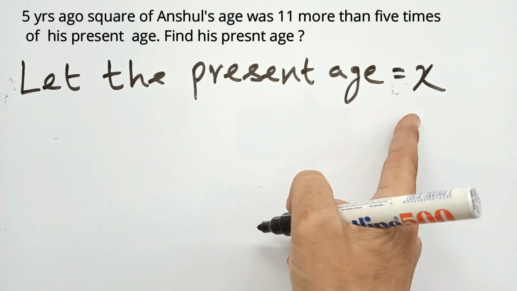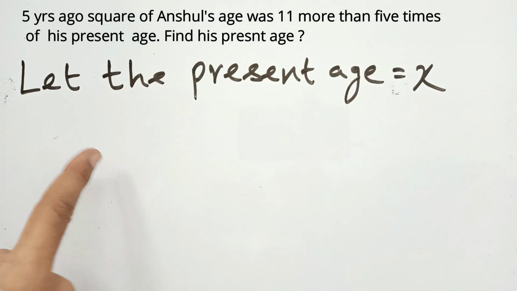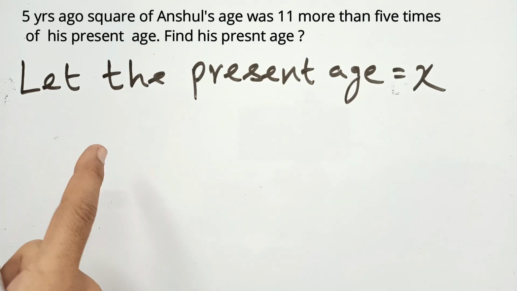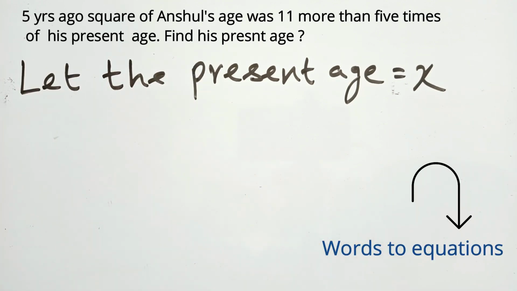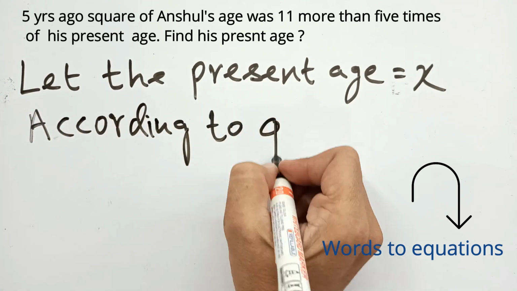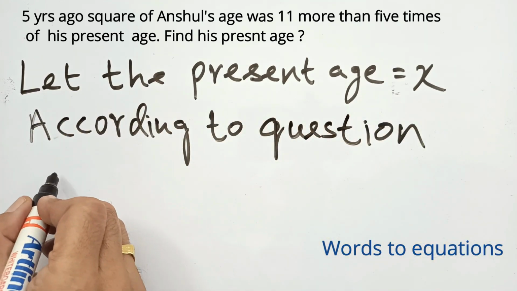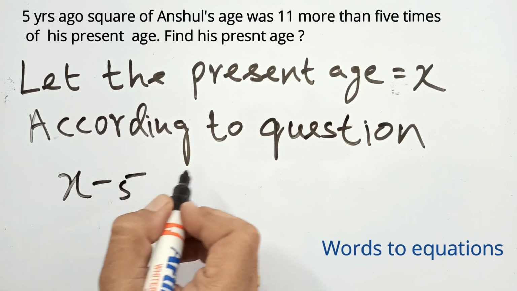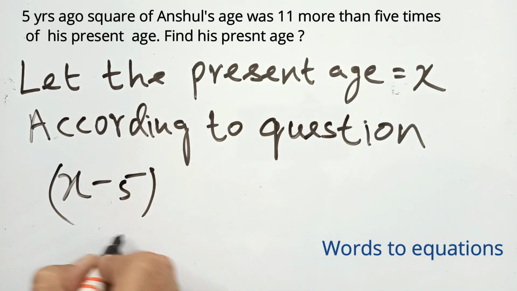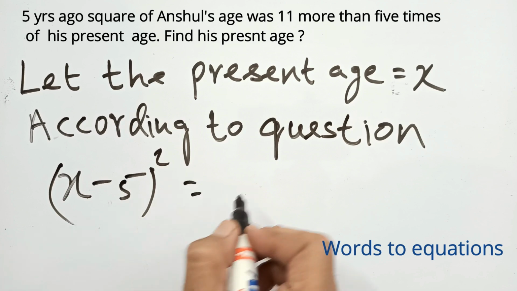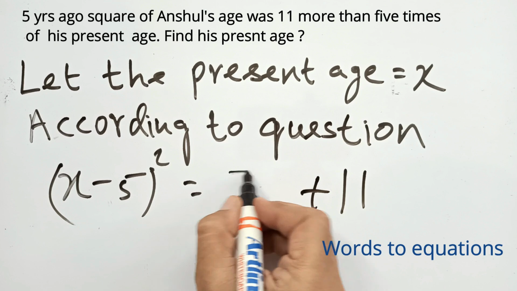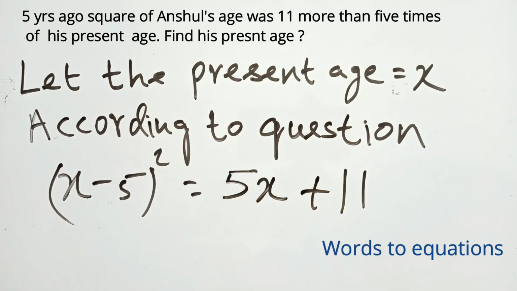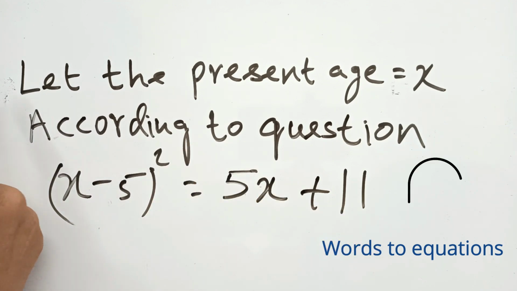Let the present age of Anshul be x. Now listen students, as you know, we are doing a word problem. The problem is given in words. Now we will convert the words into a mathematical equation. According to the question, 5 years ago means x minus 5, present age is x, the square of Anshul's age was 11 more than 5 times his present age. Very simple, we converted the words into a mathematical equation.